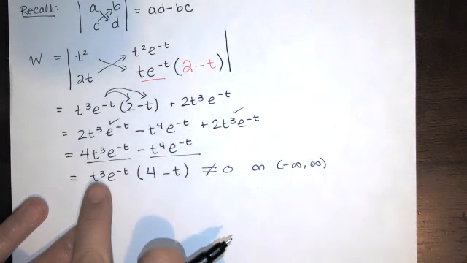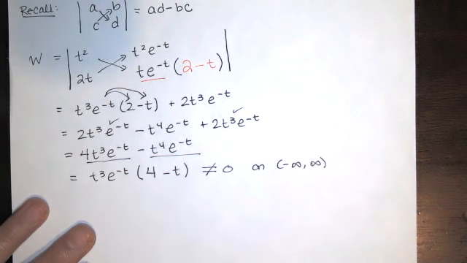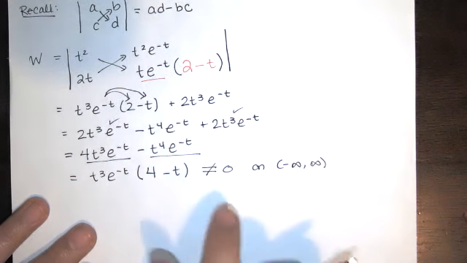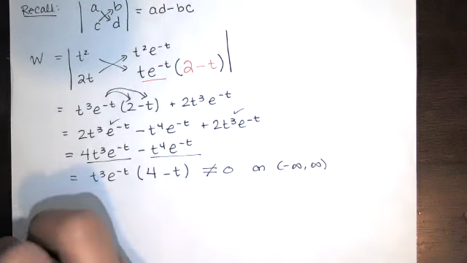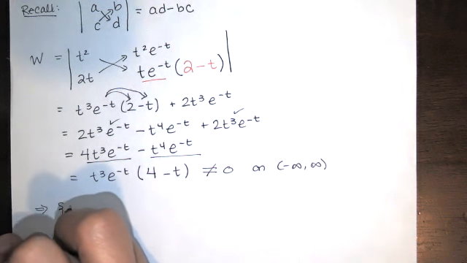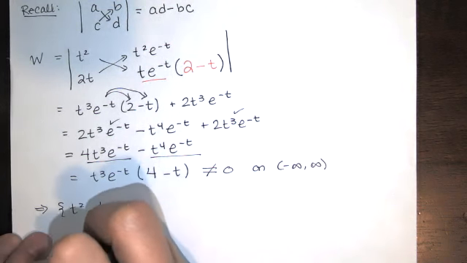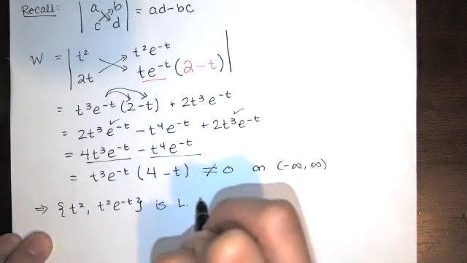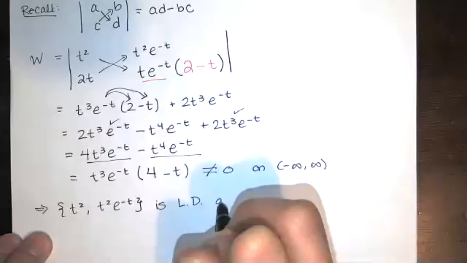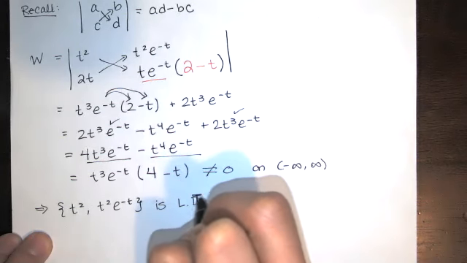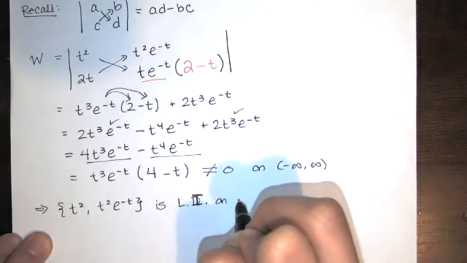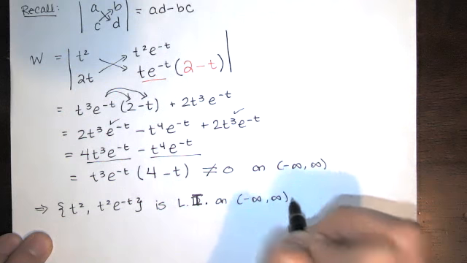Now you can also see that this is equal to 0 when t equals 0 and when t equals 4. That's completely okay. When we're talking about the entire real line, this is not equal to 0. That means that the set of functions t squared and t squared e to the negative t is linearly dependent, or excuse me, linearly independent on the interval I. And the interval I is negative infinity to infinity.